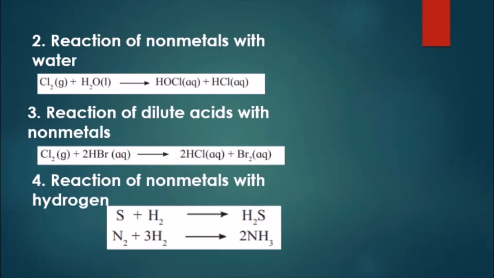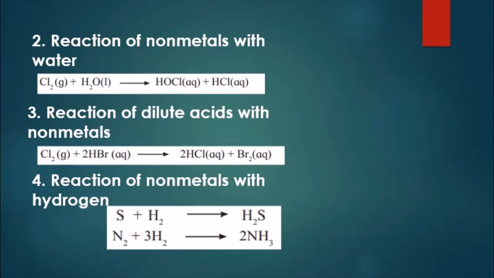Next is the reaction of nonmetals with water. Nonmetals usually do not react with water except the halogens. There are five halogens in the periodic table, for example chlorine and bromine. Only these halogens react with water. When you take chlorine and treat it with water, it dissolves in the water, and after dissolving chlorine in water, we get hypochlorous acid and HCl.